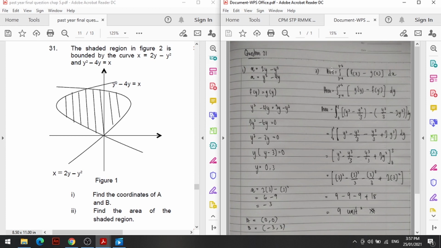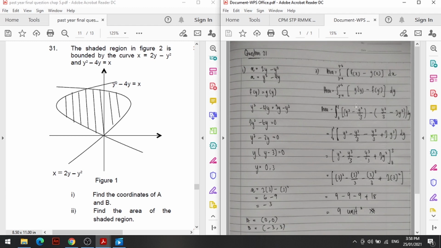In general, area equals the integral, with y for B and y for A, of the top function minus the bottom function, for dx. I want to use dy, and then I just go through the integration. Okay, y squared minus y to the power of 3 over 3, minus y to the power of 3 over 3 minus 2y squared.